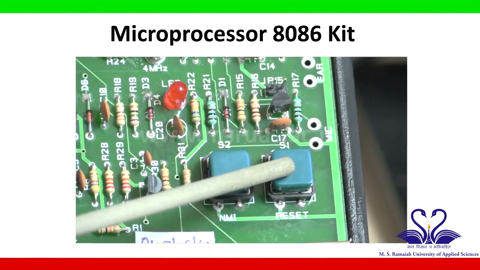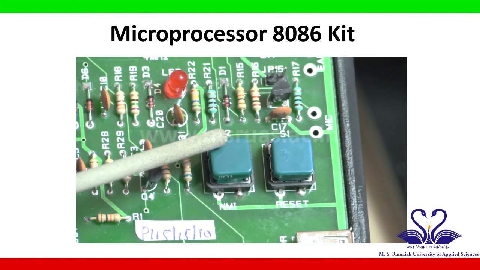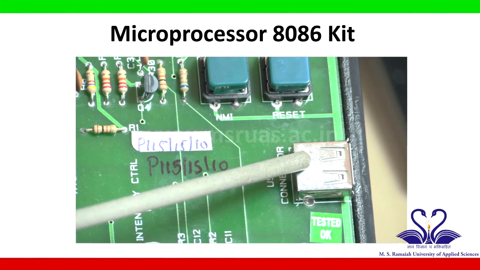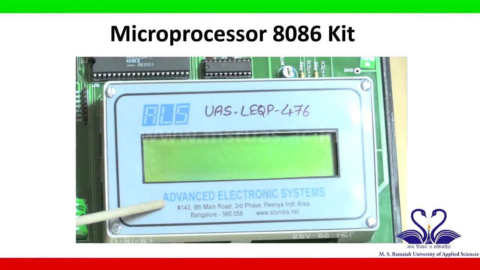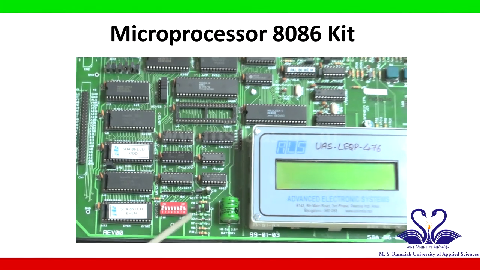This blue color is the reset pin, and this is NMI pin, which is non-maskable interrupt. So, this USB connector is to connect the keyboard externally for programming. This is a LCD display. This is dip switch, which consists of 8 pins.